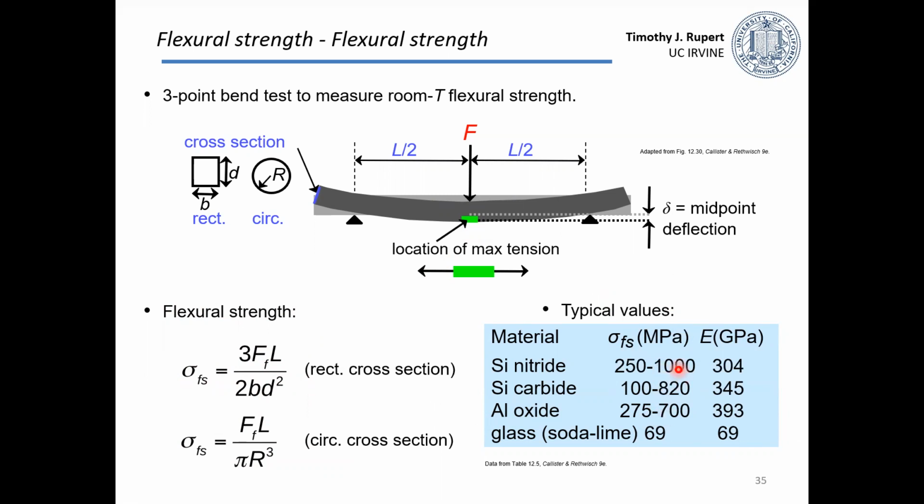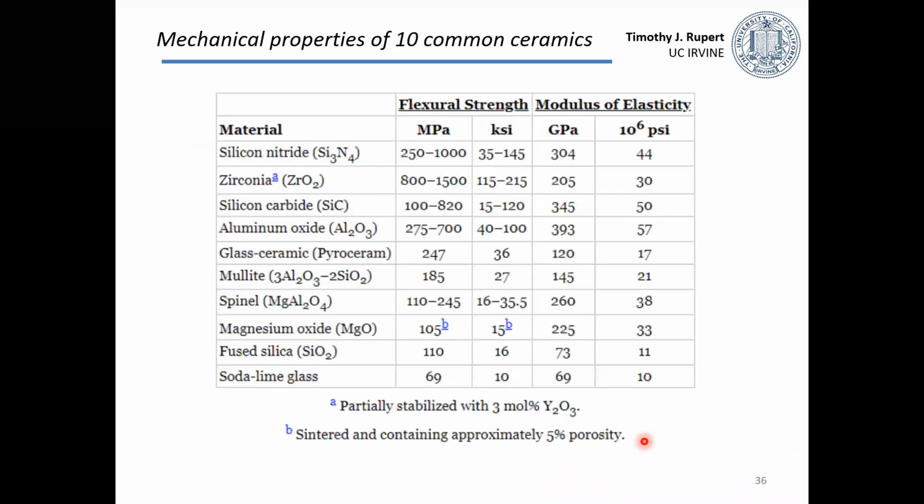Now, it's important to point out that these can be high or low. So for example, silicon nitride and silicon carbide are very, very strong materials in general. And glass, soda lime glass, is relatively weak comparably. Here we're showing another table with more data. Again, silicon nitride, zirconia, these can be very strong materials, but sometimes you can have sort of crappy glasses like fused silica, soda lime glass that aren't as strong.